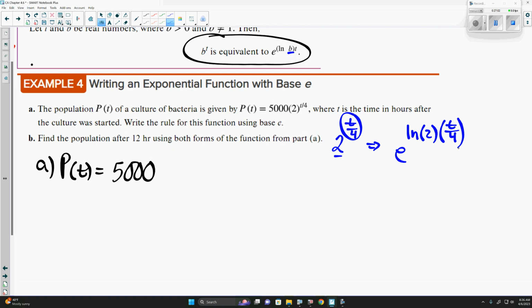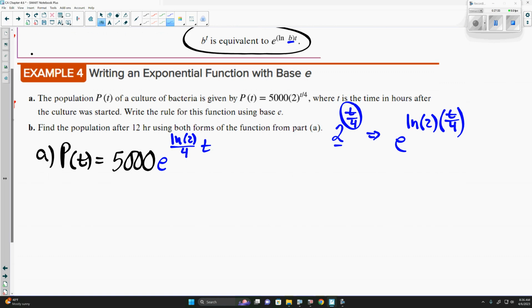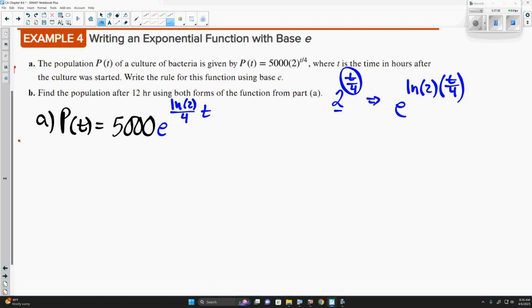So what we're saying is 2 to the t over 4 is equal to e to the ln of 2 times t over 4. Or as we can put this in here, e to the ln of 2 divided by 4 times t. And that's part A. Any questions on part A, writing it in e form? Okay.